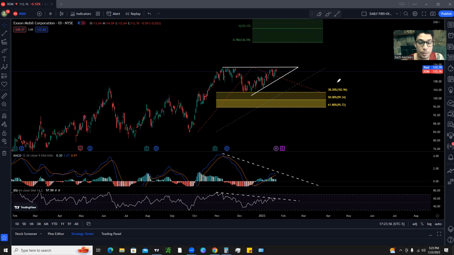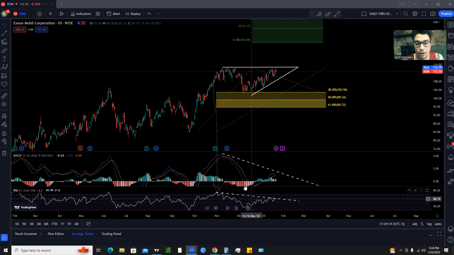Now, you need to be mindful of the MACD. The reason being is we have a bearish divergence. If you take a look, clearly we're making equal highs at this level of resistance here, but our MACD has a high and a lower high. We're also seeing the same thing on the relative strength index.